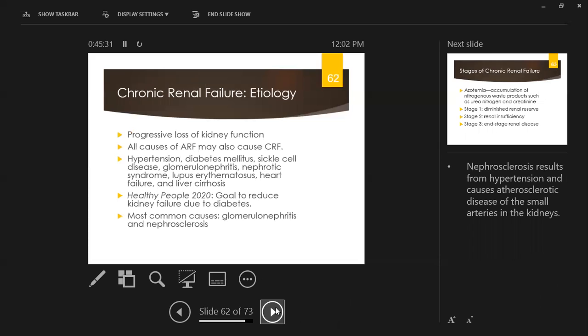So chronic renal failure causes: this is a progressive loss of kidney function. All causes of the acute renal failure could also cause chronic renal failure. Hypertension, diabetes, sickle cell disease, glomerulonephritis, nephrotic syndrome, lupus, heart failure, and liver cirrhosis can also cause chronic renal failure. Healthy People 2020 made a goal to reduce kidney failure due to diabetes through good control of blood glucose, right? Most common causes of chronic renal failure, however, are going to be your glomerulonephritis and your nephrosclerosis. Nephrosclerosis is going to result from high blood pressure levels causing atherosclerotic disease of those small arteries in the kidneys.